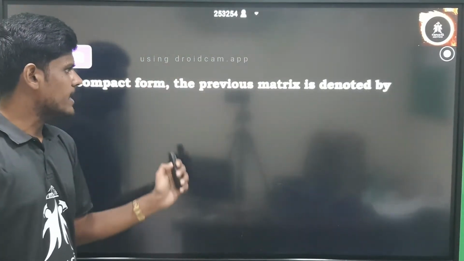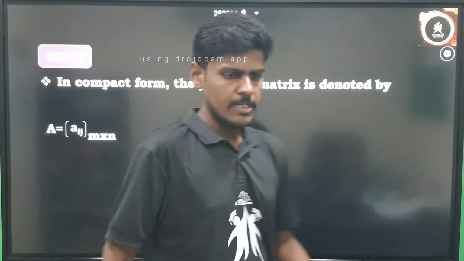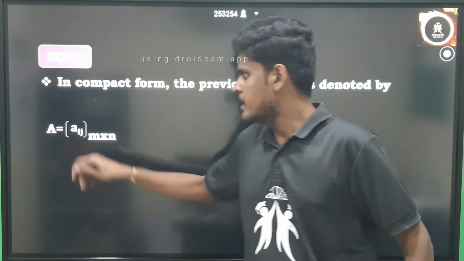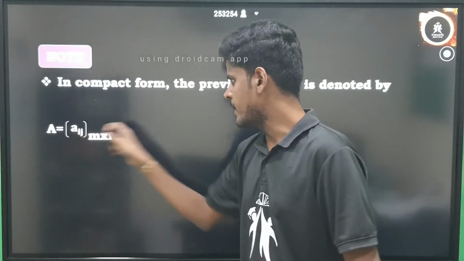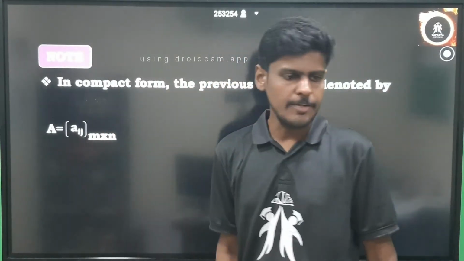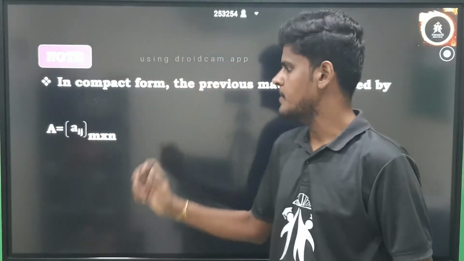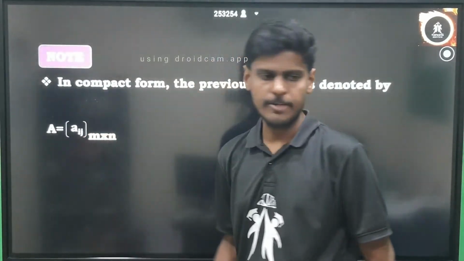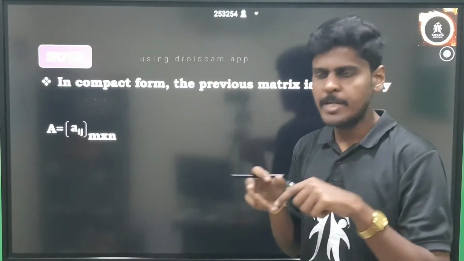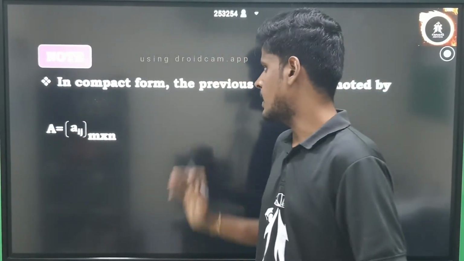In general, we write the previous matrix denoted by A in a bracket, small a ij. Now what is this ij, m, n? We already learned what is m, number of rows, n, number of columns. When we write a square bracket and write m by n, that means number of rows by number of columns. A matrix of order 3 by 2 means that a matrix has 3 rows and 2 columns.